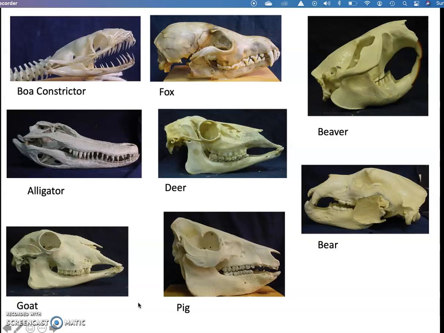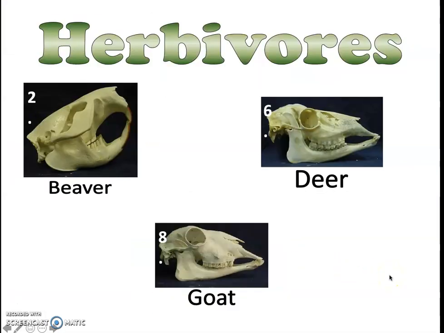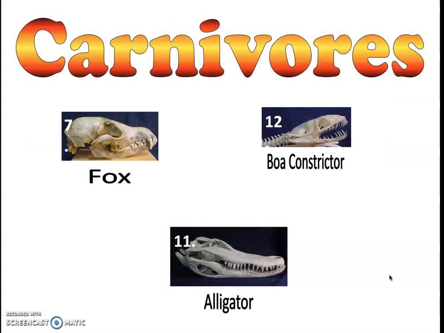Now that you've had a good go at putting your animals into the correct categories, let's find out if you are correct. So, here are our herbivores. We have the beaver, we have the deer, and we have the goat. All quite similar shaped skulls, lots of molars present to be able to grind those plants down before they are swallowed. Next up, we have the carnivores, and the following are in the carnivores category. We have the fox, we have the boa constrictor, and we have the alligator. Again, lots of sharp canines and incisors present and very few molars.